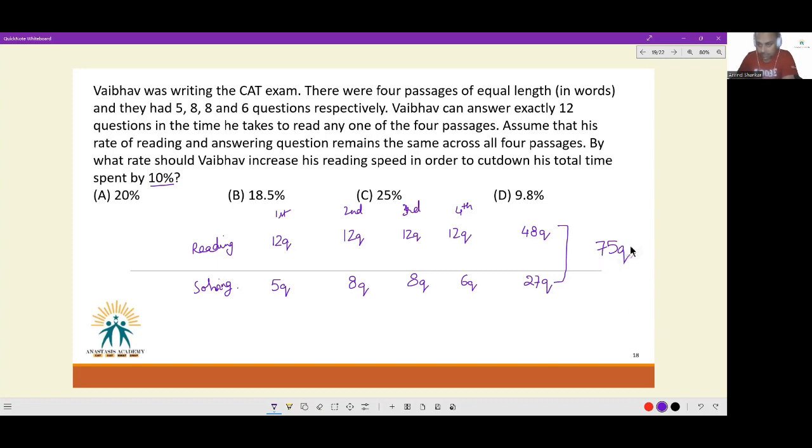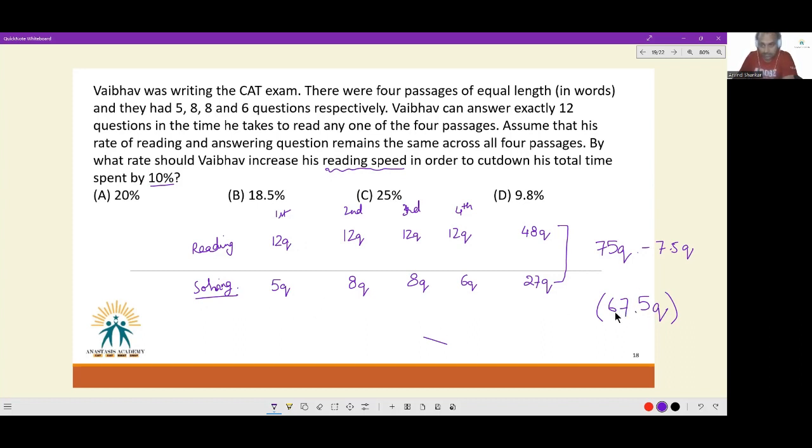So his new total time should be 75Q minus 7.5Q or 67.5Q. This should be the time that he now takes. But see what has happened. We have to only change his reading speed, not his solving speed. Solving speed remains the same. His reading speed has to change.